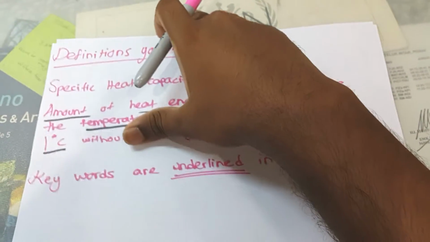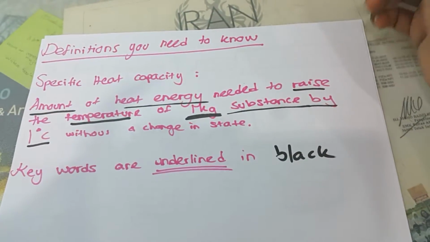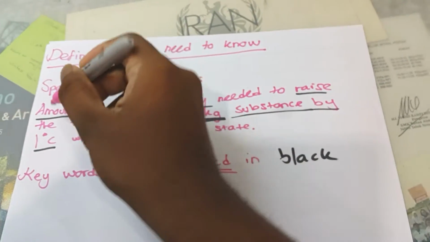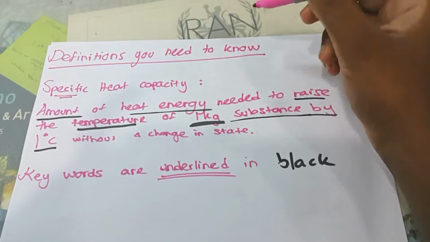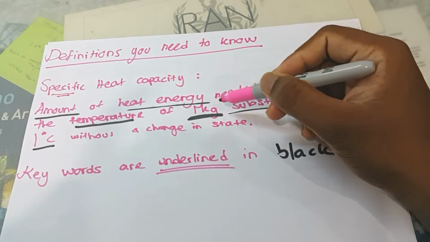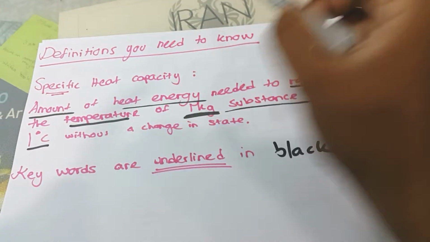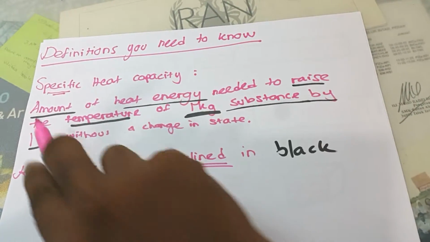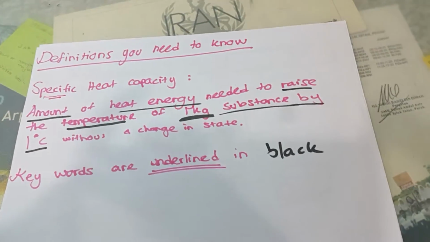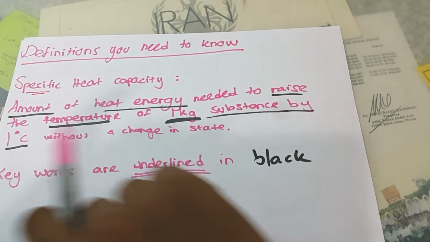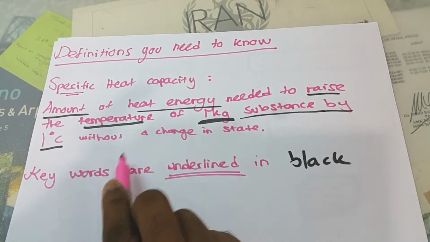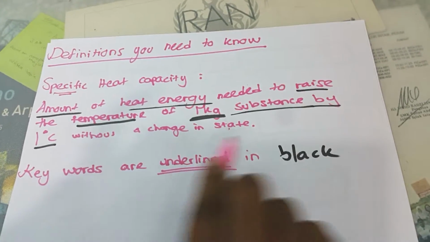Now, the definition you need to know, other than the earlier two, is specific heat capacity. The keyword here is very important: specific. When they say specific, you need to mention 1 kilogram. If you don't mention it, it's wrong. But if they just ask you the definition of heat capacity, you can omit the 1 kilogram. So the definition of specific heat capacity is the amount of heat energy needed to raise the temperature of 1 kilogram of a substance by 1 degree Celsius. Okay, 1 degree Celsius, very important. Without a change in state, this is not that important. The keywords are underlined in black.